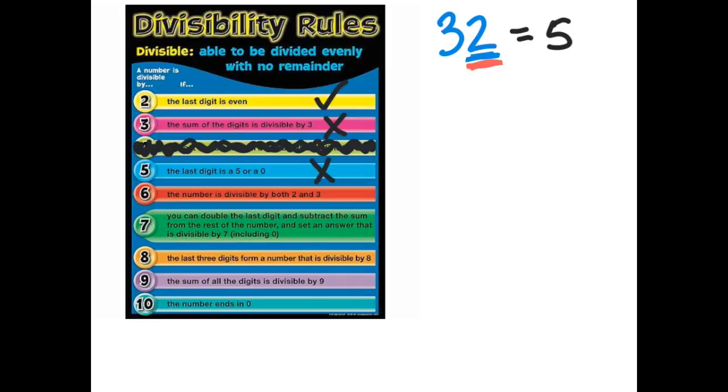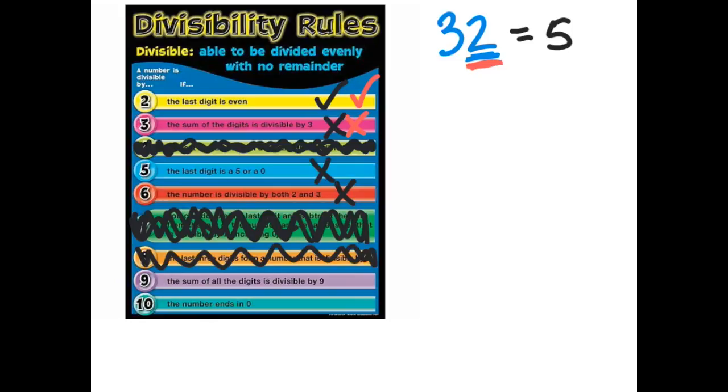What about the number 6? Is 32 divisible by 6? Well, a number is divisible by 6 if the number is divisible by both 2 and 3. We can see here that it is divisible by 2, but it's not divisible by 3. So 32 is not divisible by 6. We are not going to learn the divisibility rule for 7, so you can skip that one, and we're not going to learn the divisibility rule for 8.